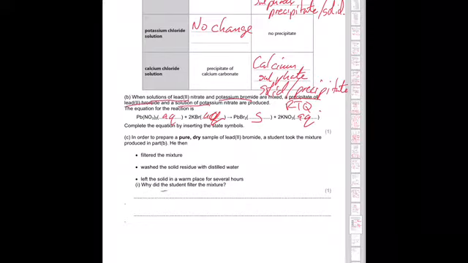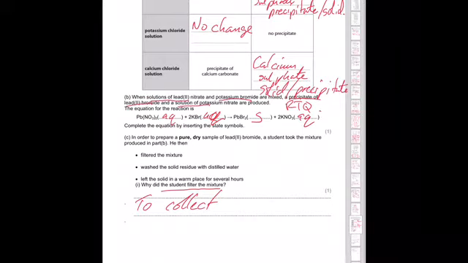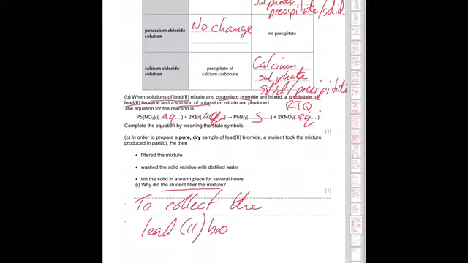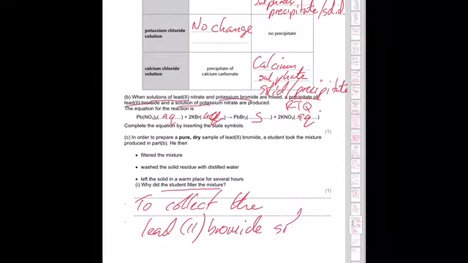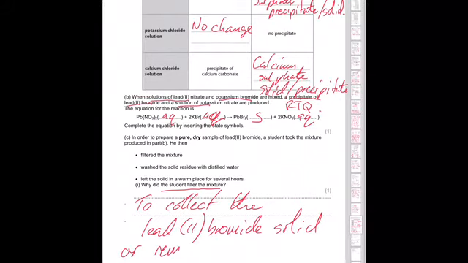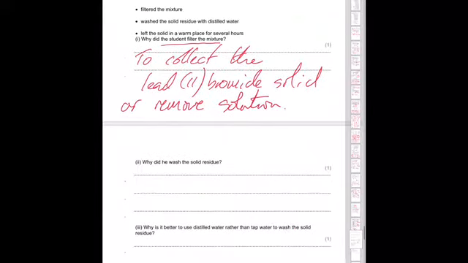Okay, in order to prepare a dry sample of lead bromide, the student took the mixture, filtered the mixture, washed it. So why do they need to filter the mixture? Well, they want to collect the solid of lead bromide, or they might want to remove the solution. That's effectively all they're asking you there. That's why do we filter things? To separate a solid from a solution, or solid from a liquid. So something sensible along those lines. 1 mark.